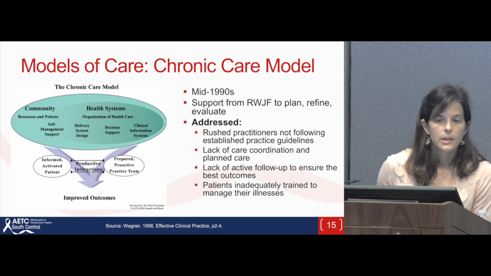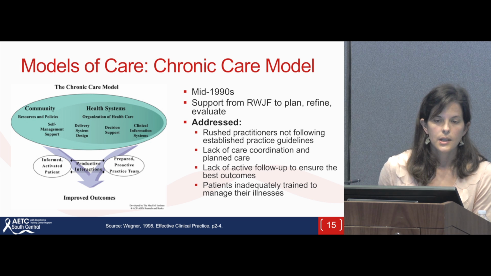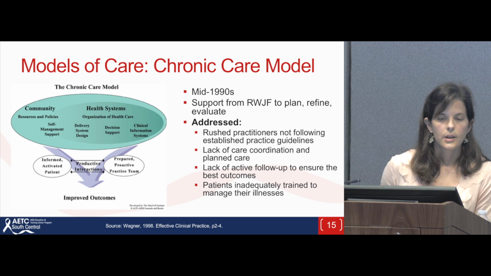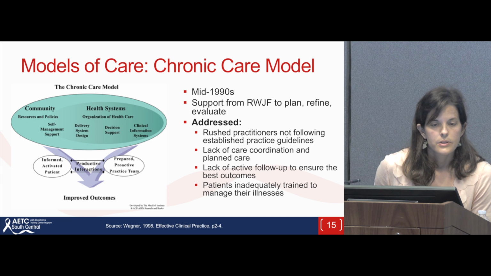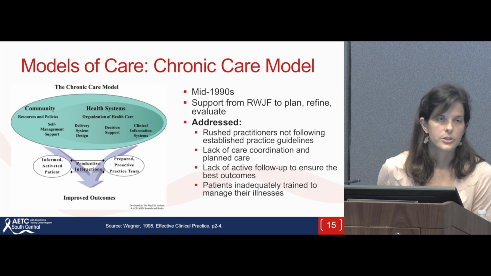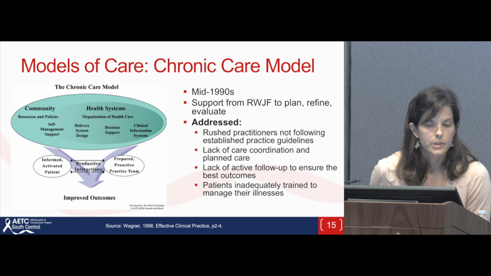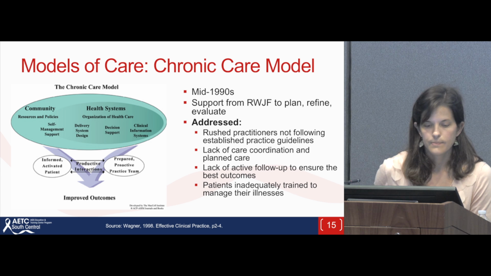So if we go through the model on the left side, you can see that there are 2 spheres, the community and the health system, and the health system sits within the community. And then there are 4 elements in that health system that determine outcomes. So there's self-management support, delivery system design, decision-making support, and then the clinical information systems or technology that are used in the clinic. And basically, all of these work together to produce the interactions that happen between the patient and the practice team.